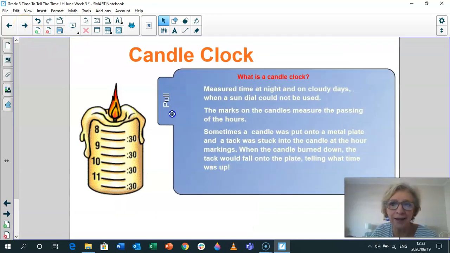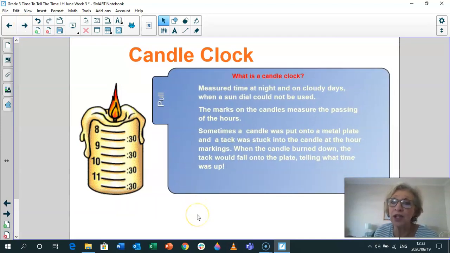I quite like this idea. The candle clock measured time at night and on cloudy days when a sundial could not be used. So if it was a cloudy day or at night, there was no sun to cast a shadow on the sundial. The marks on the candles measure the passing of the hour. So if you have a look at the candle there, you can see 8, and then the little side marking here, which is your 8:30 and your 9:30, 10:30 and 11:30 and so on. Very clever as well.